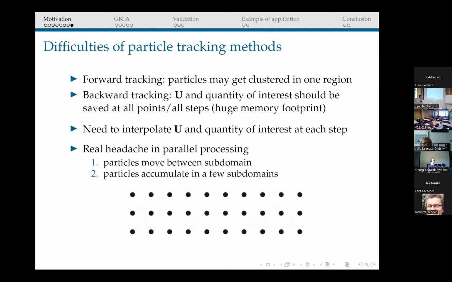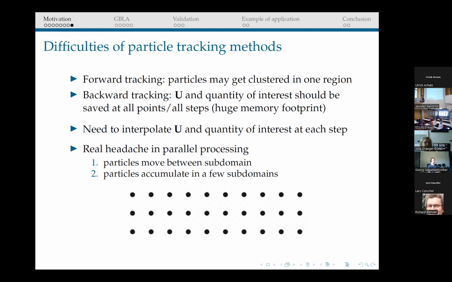There are a couple of challenges that come with this particle tracking. If we do forward particle tracking, particles may get clustered in one region. So at the end, we don't have a very good representation of Lagrangian means. Some parts are very sparse, some parts are very jammed. If we do backward particle tracking, we don't have that issue, but we need a lot of memory space because we need to save velocity and the field of interest at many snapshots in time and all over the space. So it has a very big memory footprint. It's also computationally demanding because we need to interpolate both velocity and the quantity of interest.